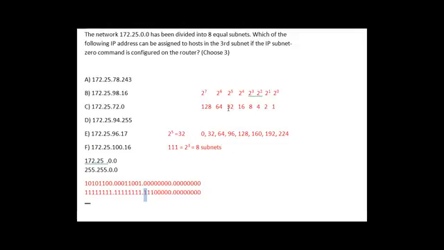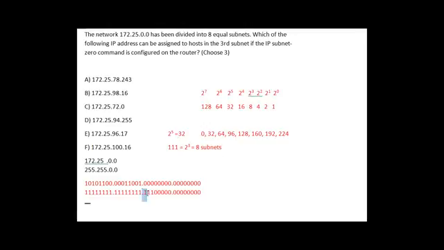What's our magic number? Our magic number is the last borrowed bit that we borrowed. So 1, 2, 3. The last borrowed bit is this 1, and it's in the 32's place, which means the networks are going to go up by 32. So our networks would be 0, 32, 64, 96, 128, 160, 192, and 224. There are our 8 subnets. That's 2 to the 5th power, 32.